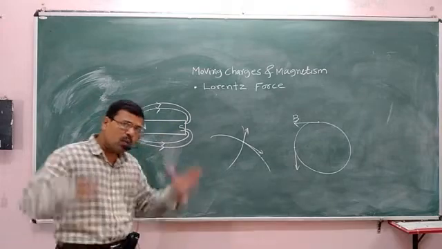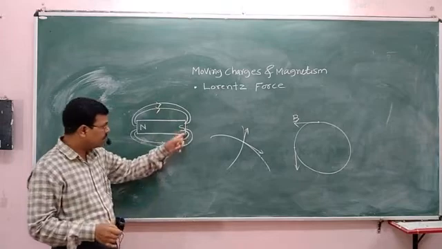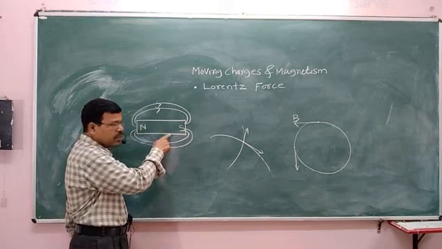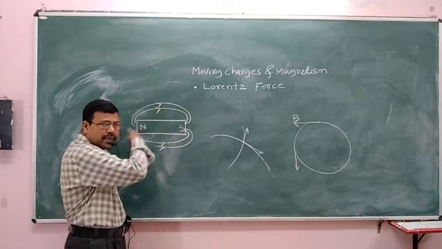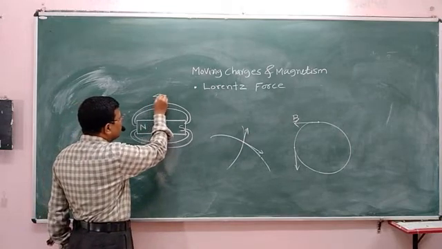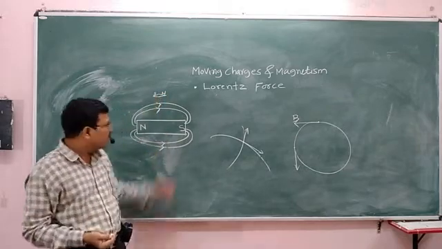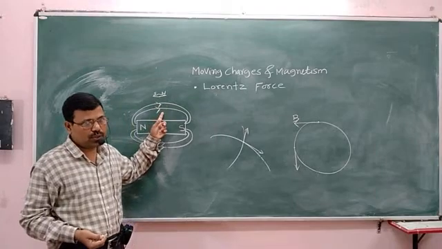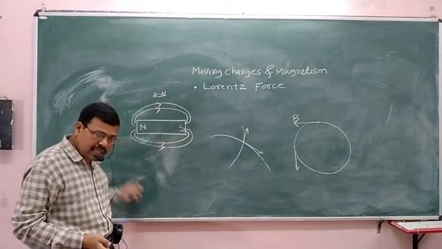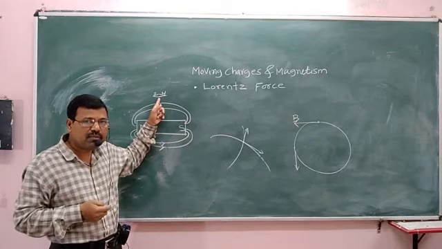Okay, coming back to what is magnetic field? Magnetic field is the region around a magnet. Here is a magnet. So it is the region around a magnet in which a tiny magnet, a magnetic compass, which is a tiny magnet, experiences a force. I repeat, magnetic field is the region around a magnet in which a tiny magnet experiences a force.